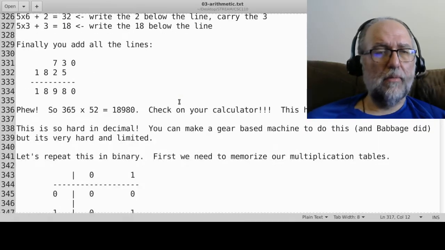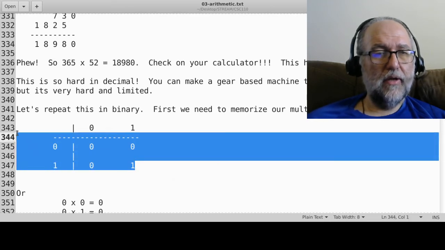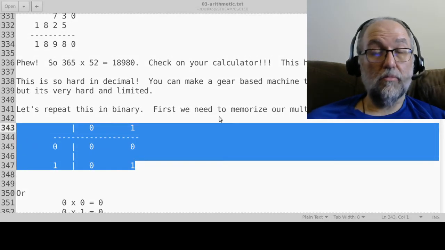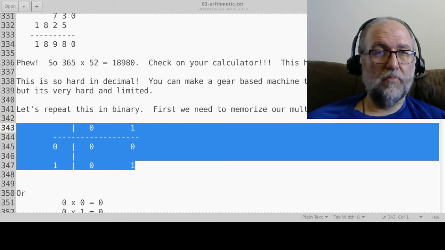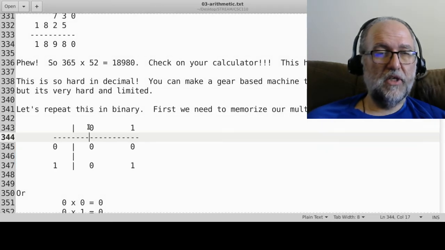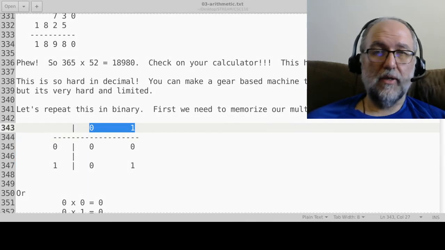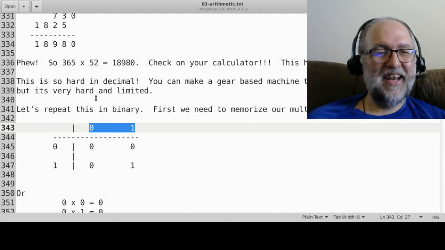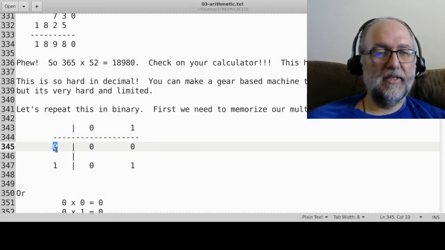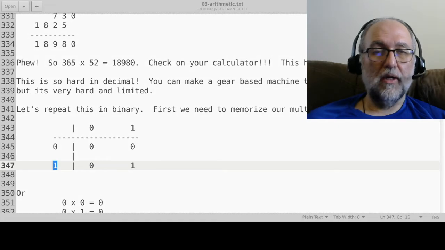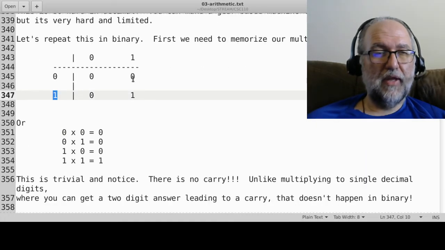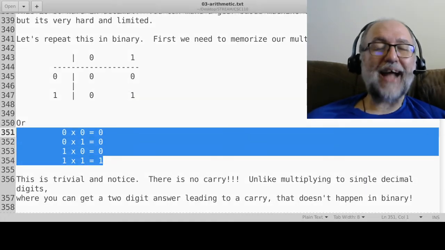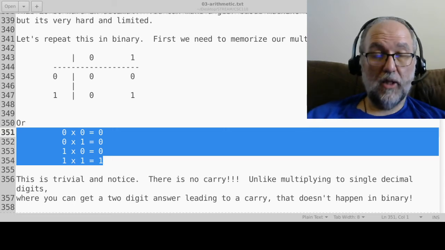Okay, let's take a look at our multiplication table in binary. There it is. Remember, for the first digit there are only 2 possibilities: either it is a 0 or it is a 1. And for the second digit, either it's a 0 or a 1. So you've only got 4 possibilities, and here they are. That's the first thing that makes multiplication in binary much easier than decimal.